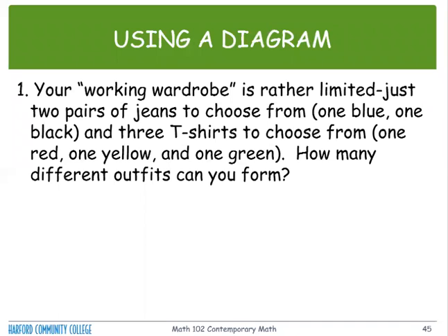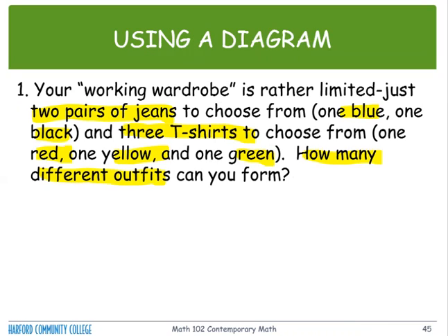Okay. The problem said your working wardrobe is rather limited: just two pairs of jeans to choose from, one blue and one black, and three t-shirts to choose from, red, yellow, and green. The question asks how many different outfits you can form, or how many combinations you can put on of the jeans and the top, or the t-shirt.